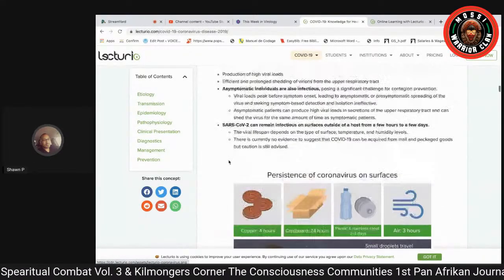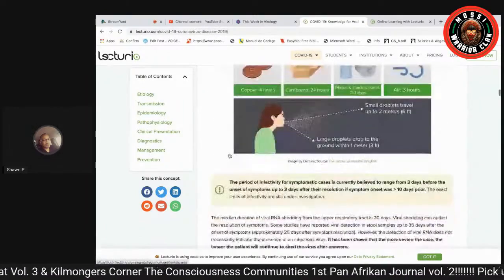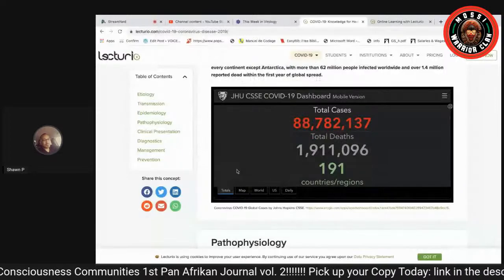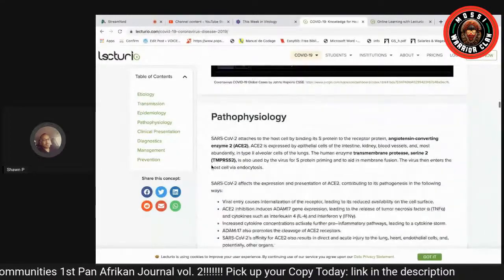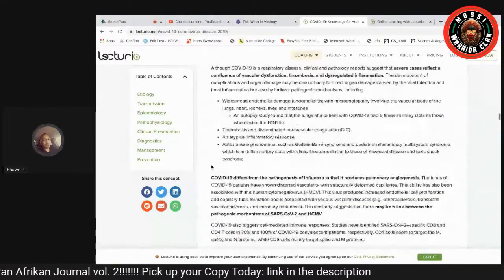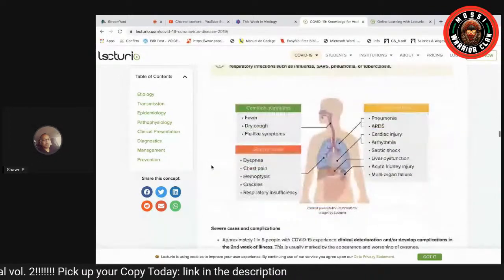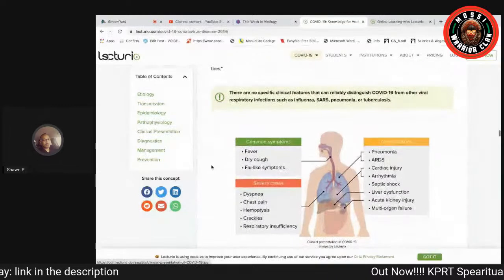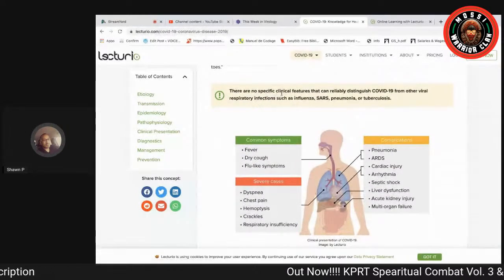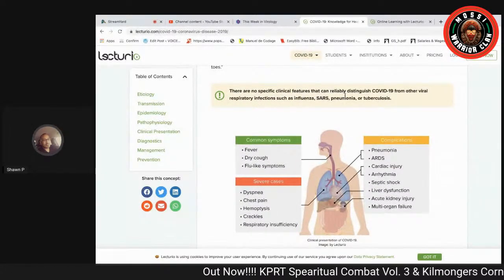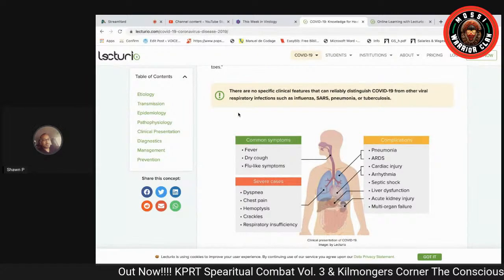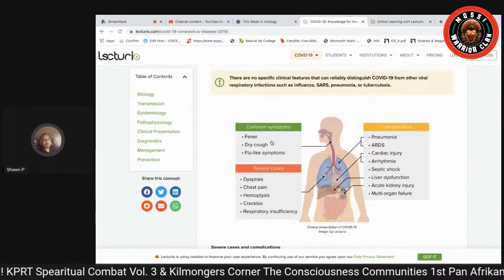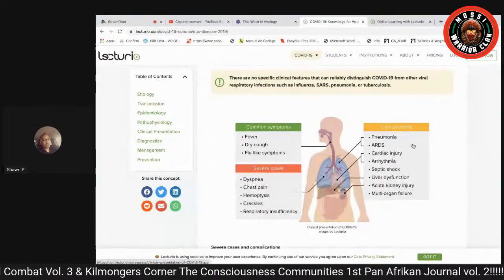But look, just going down the little website, right? Just being nosy, doing what we need to do. They even got this updated information right here. There are no specific clinical features that can reliably distinguish COVID-19 from the viral respiratory infections such as influenza, SARS, pneumonia, and tuberculosis. Common symptoms, severe cases, complications.